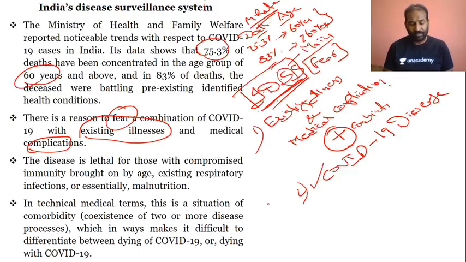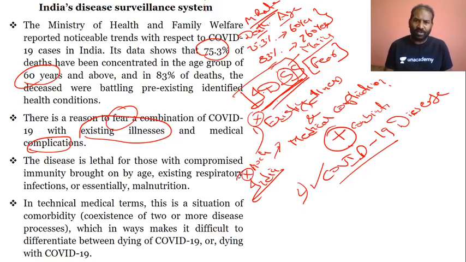As per the article, we are not really worried about the existing illness and medical complication. Now the entire world has come up to fight COVID-19. But why is India's disease surveillance system not focusing much on the existing illness and medical complication?